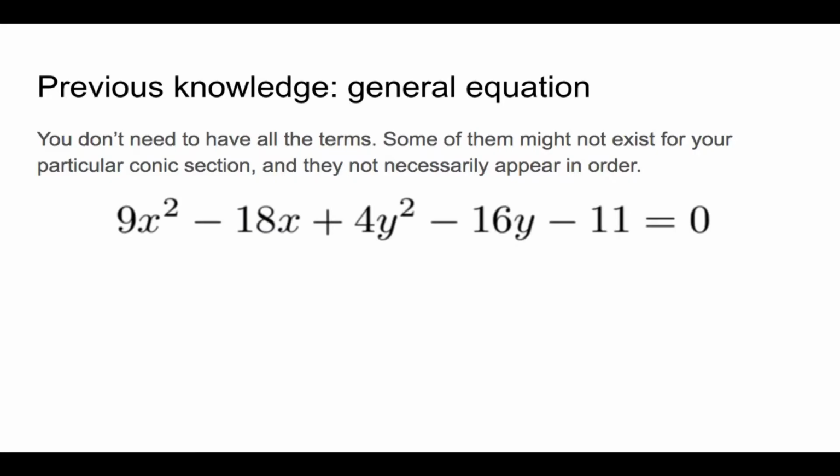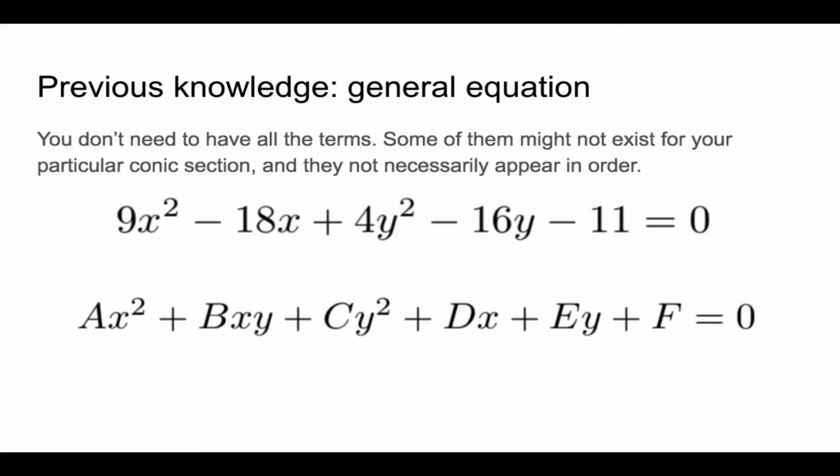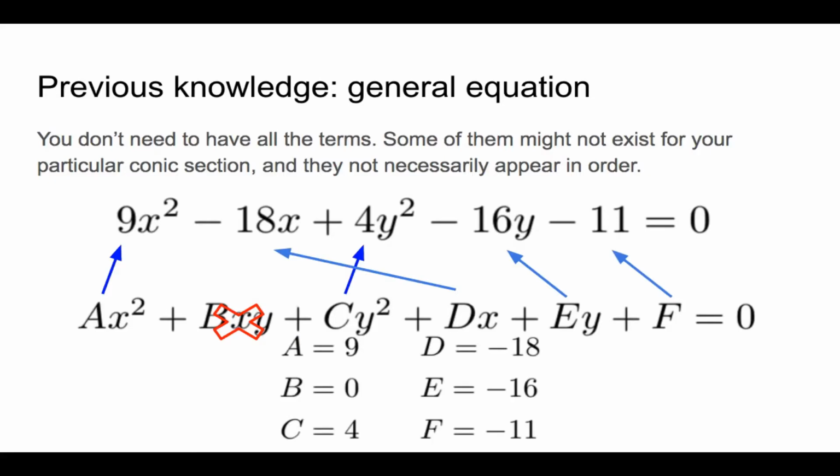Example number 1, this equation. Remember that this is the template that we're fitting our equation into. So you just have to identify A, B, C, D, E, F. A is always the term with the x squared. B is the term with xy, but there is no xy term here, so there is no B coefficient. C is the term with the y squared. D is the term with just the x. E is the term with just the y. And F is the free number. So all in all, we have these values for A, B, C, D, E, F.